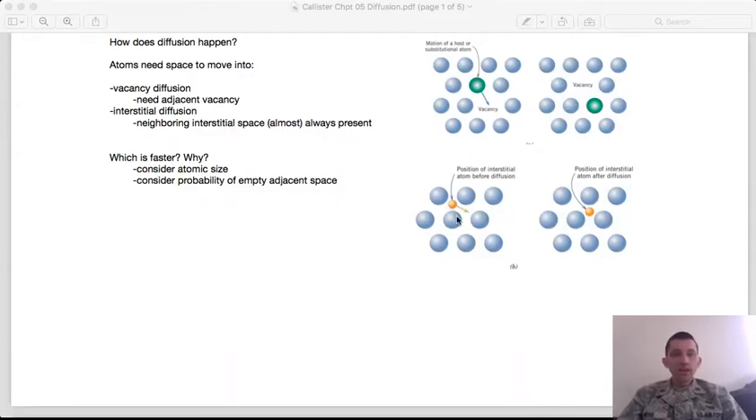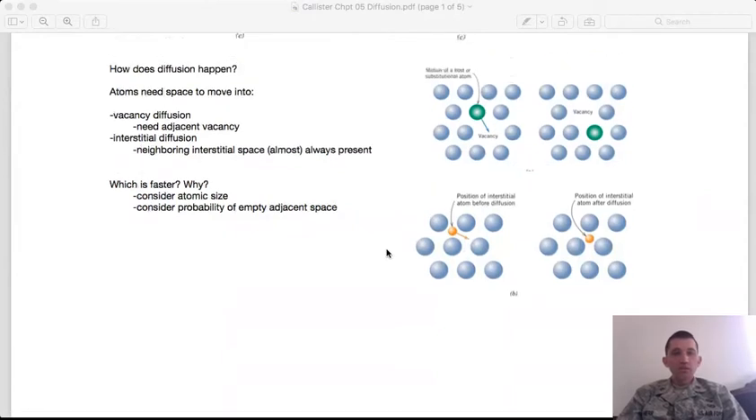However, there is an activation energy required because these atoms are generally touching, and you need to push apart those atoms and increase their energy in order for that atom to sneak through into an adjacent vacancy. And so when you're considering the relative rates of diffusion for these two different mechanisms, the two things to think about are, okay, how big is the atom that's trying to move through the material? And how likely is it to have an open space to move into?